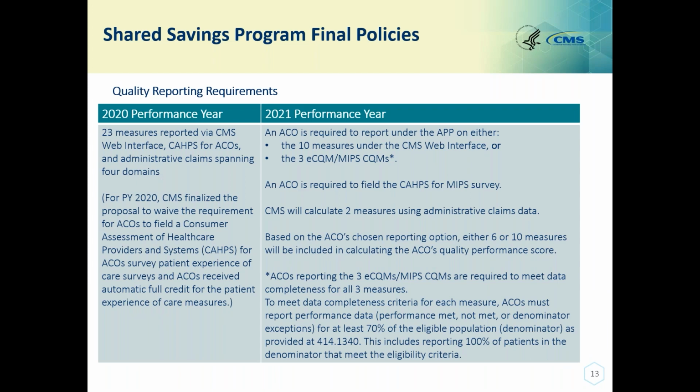So on this slide, we describe the quality reporting requirements for Shared Savings Program ACOs for performance year 2021. For performance year 2021, ACOs, as Brittany described earlier, are required to report quality data via the APP and can choose to report either the 10 measures under the CMS web interface or the 3 eCQMs, MIPS CQMs. In addition, ACOs are required to field the CAHPS for MIPS survey, and CMS would also calculate 2 measures using administrative claims data. And then based on the ACO's chosen reporting option, either 6 or 10 measures will be included in the calculation of the ACO's quality performance score.